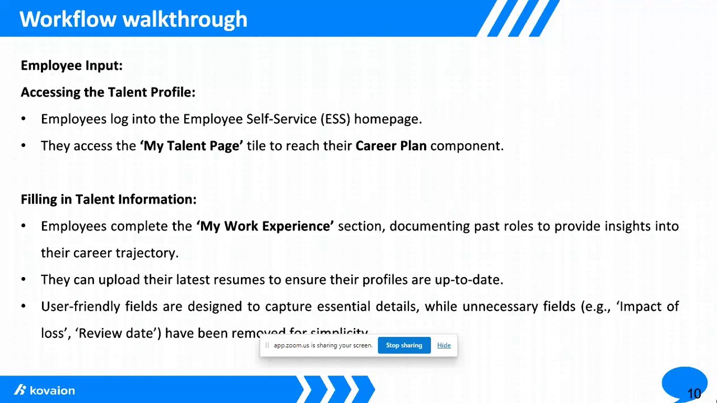We also have an option to upload resume, as I said earlier. So the user as an employee can upload his updated resume to the talent profile. Some of the fields, like the impact of loss and review date, that come in the mobility page, will not be displayed to the employee. These items can only be reviewed and updated by the supervisor or the BHR, whether it's the impact of loss of that particular employee and what will be the review date.